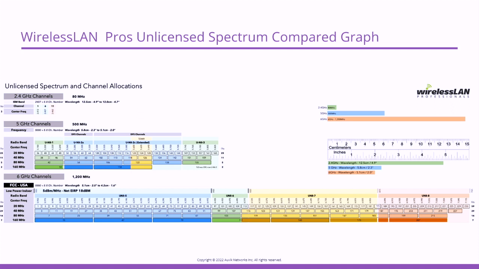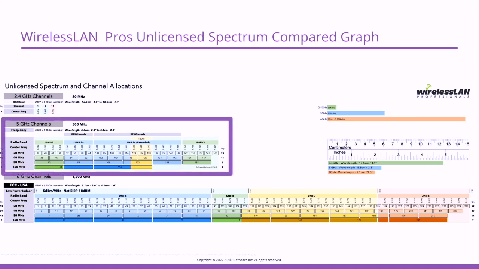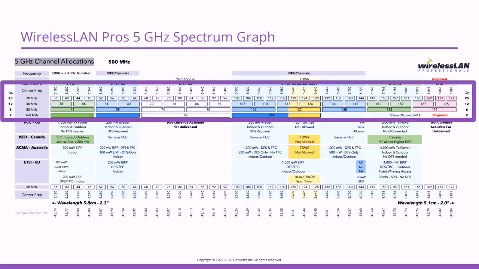Okay, this is the Wireless LAN Pros Unlicensed Spectrum Graph that Keith has put together, amazing. It's helpful for when you want to know how all the channels line up. We're going to focus on the 5 gigahertz now. This idea is not a novel idea, but it's going to be unique in the way that it's done, and it has applications to where most of your client devices are now.